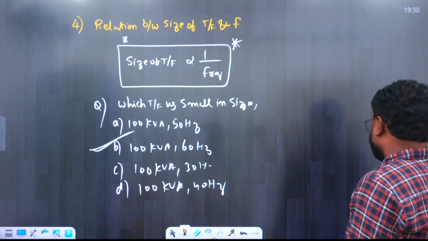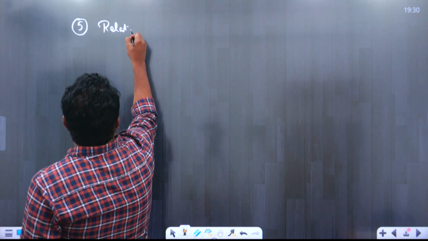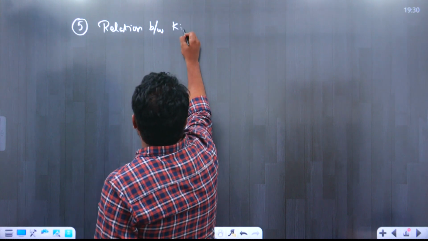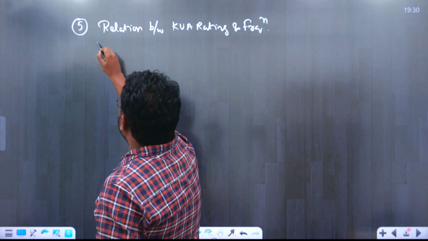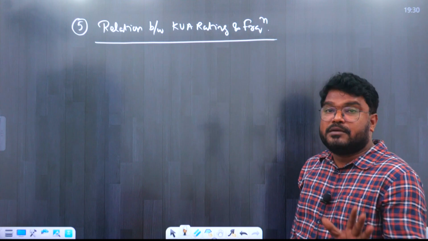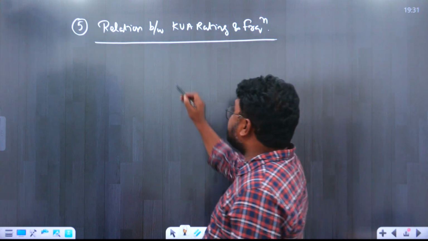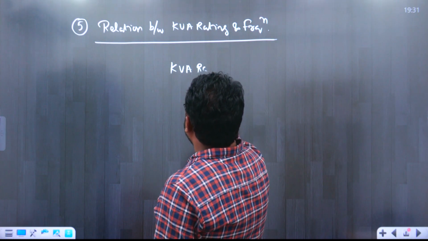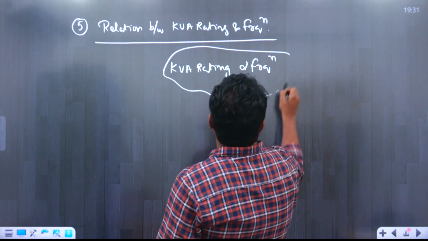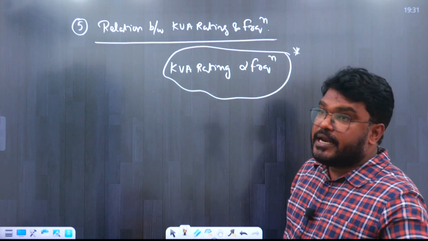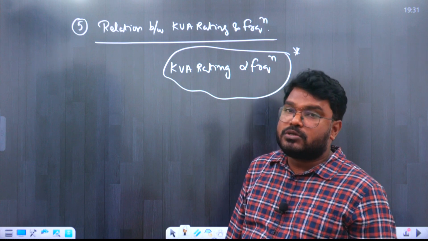And the next short note, the fifth one, is the relation between the kVA rating of the transformer and the frequency of the transformer. How do we get the relation between the kVA rating and the frequency? The size of the transformer is inversely proportional to the frequency, whereas the kVA rating of the transformer is directly proportional to the frequency. This is also one more possibility of the question.